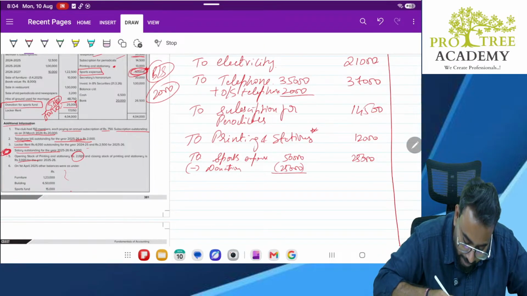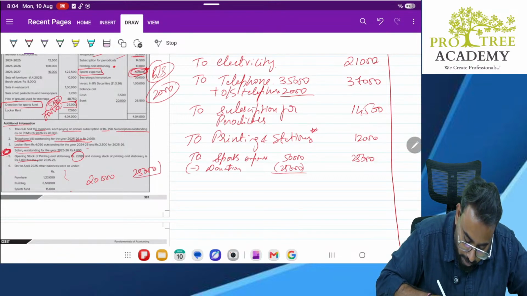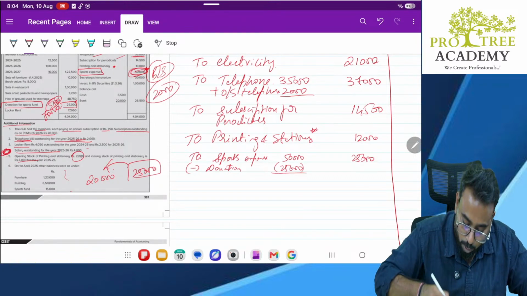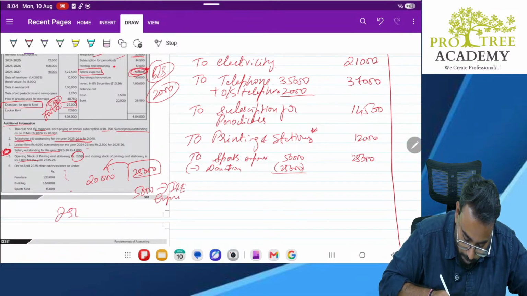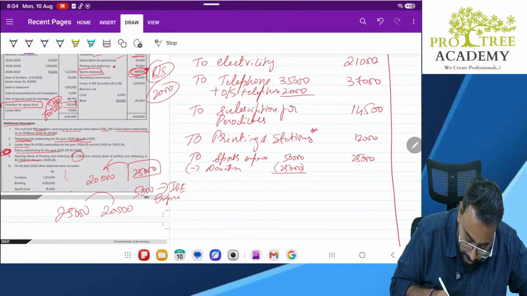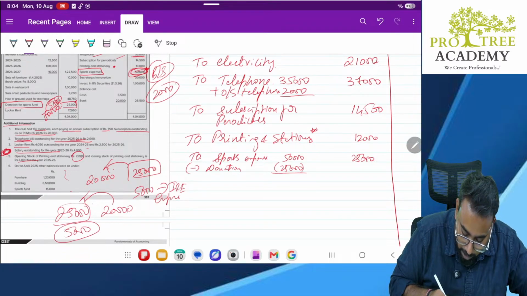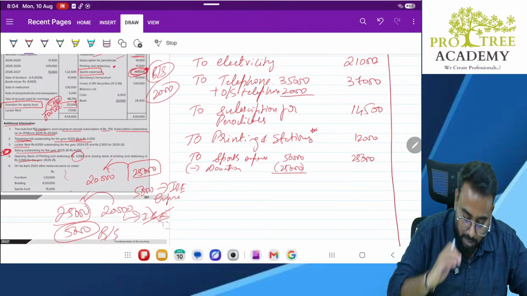If your sports fund is 20,000 and your expenses are 25,000, out of this 25,000, 20,000 will get adjusted against sports fund. 5,000 will go to income and expenditure as expenses. Sir, what if I am having sports fund of 25,000 but I am spending only 20,000? Then this 20,000 will get adjusted to sports fund and the remaining 5,000 will be in your balance sheet only as sports fund. Sir, will anything go to income and expenditure account? Nothing will go.